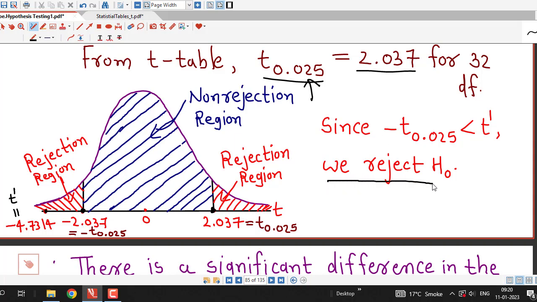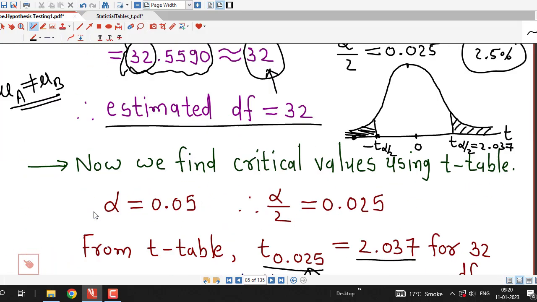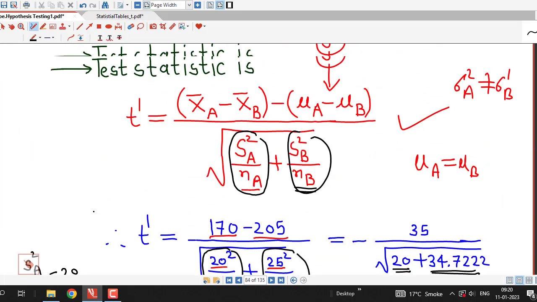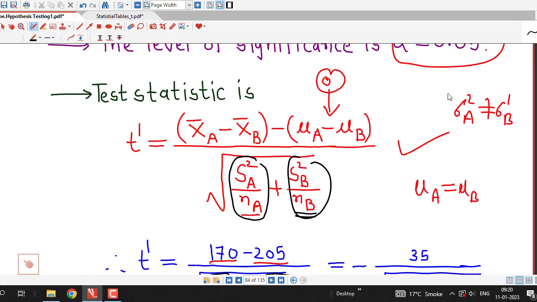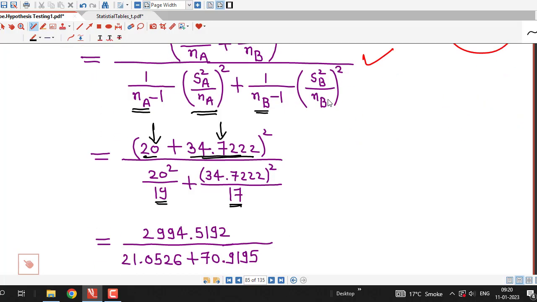Therefore, we reject the null hypothesis, and the null hypothesis is that there is no significant difference in the average sales between two salesmen, and we are rejecting this null hypothesis. That means we can conclude that there is a significant difference in the average sales between two salesmen. So fine, we have concluded using the assumption that we have unequal population variances. So this is the T statistic, and these are the estimated degrees of freedom.